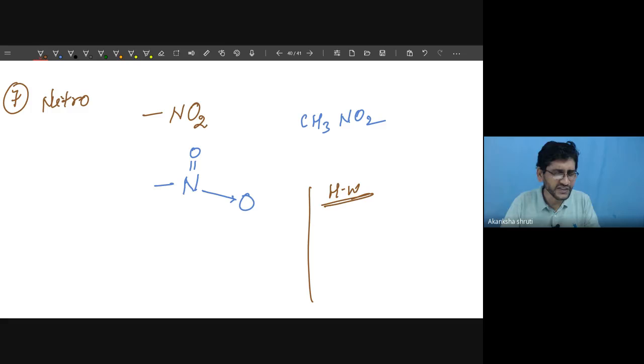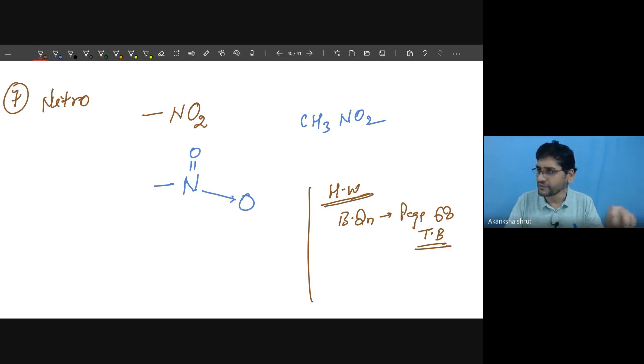Now you please try to do the blue question on page number 68 of your textbook. Please try to answer all the questions. You have to write the structural isomers and you have to write the name. You have to draw the structure of the compound. I had already explained. You have to draw the structure and isomers. So those things please do.